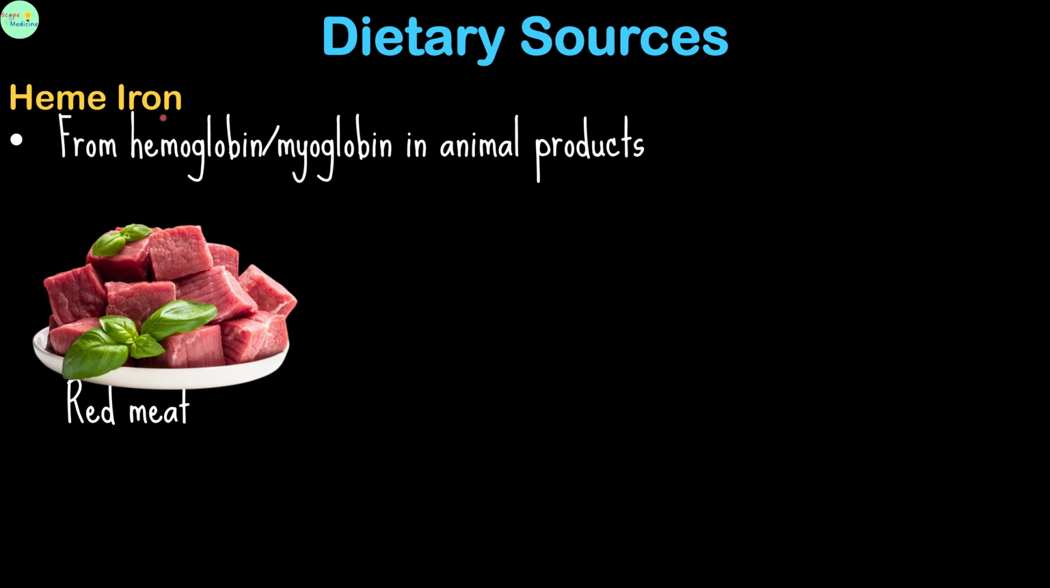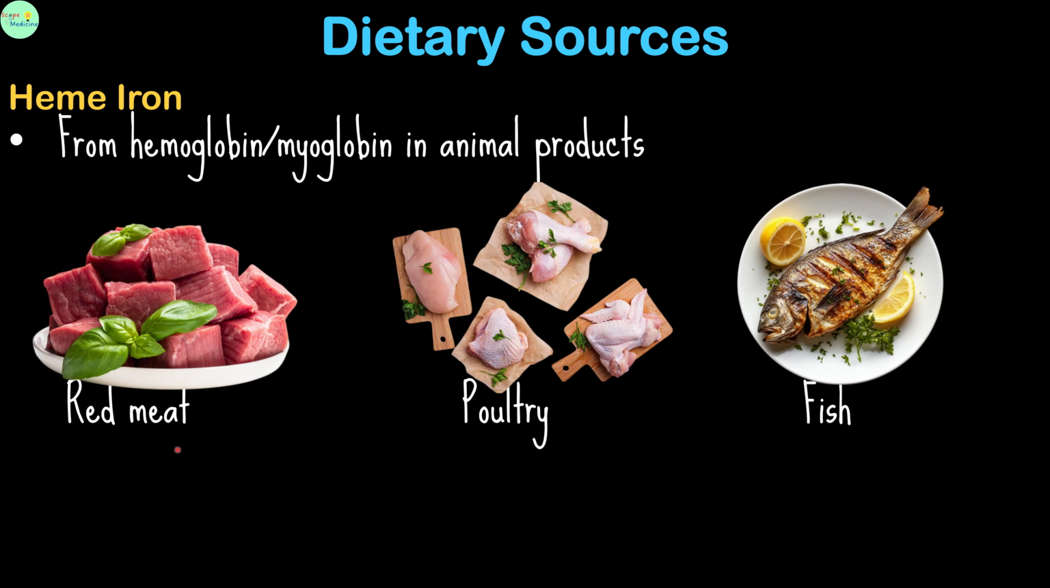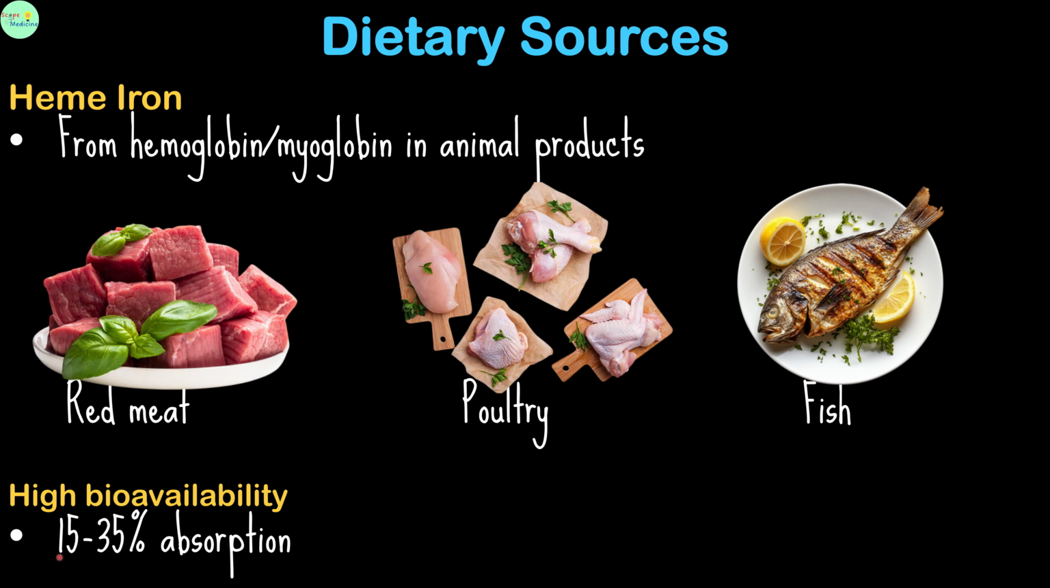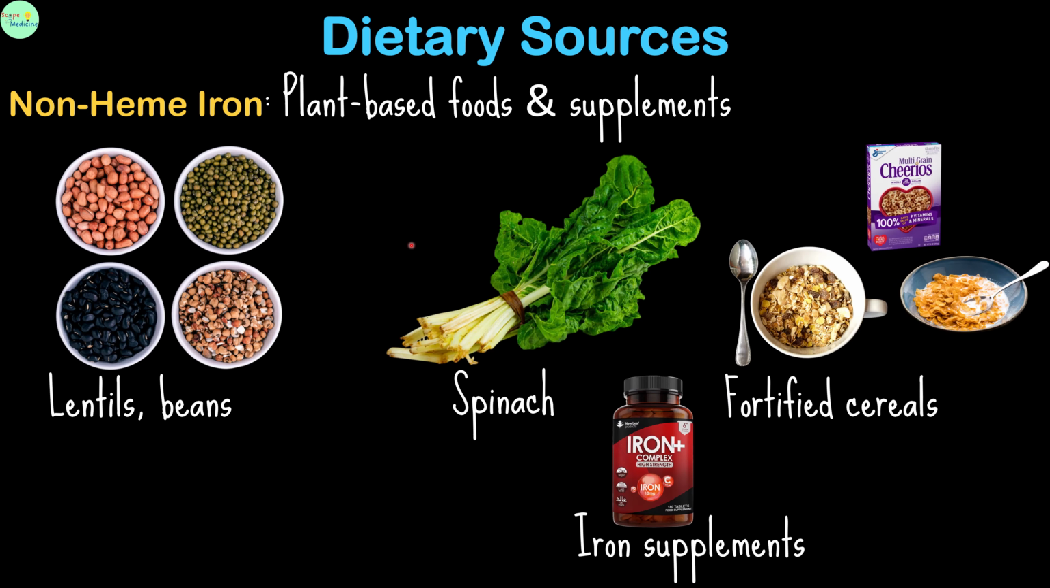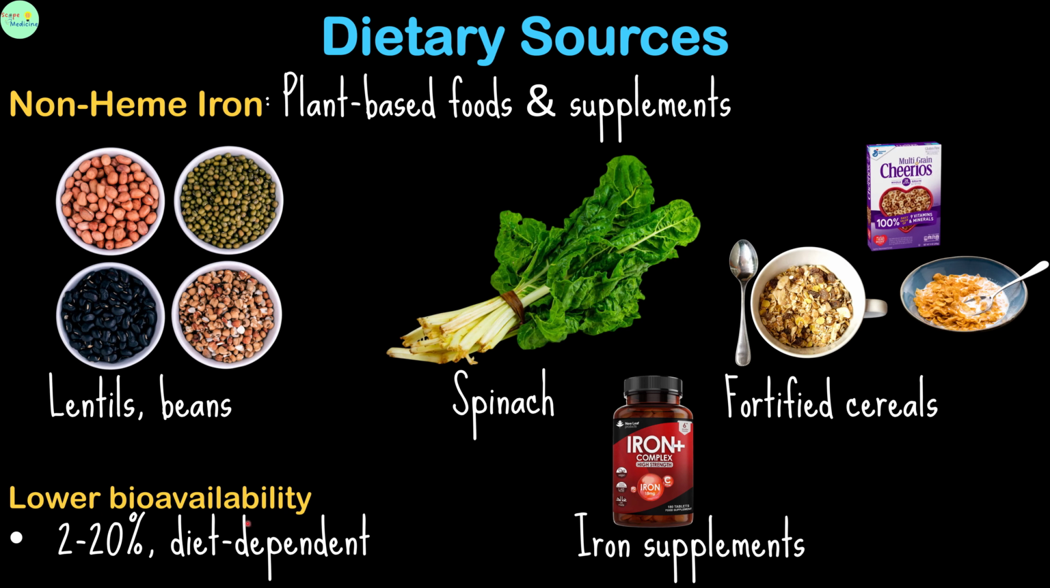Heme iron is found within hemoglobin and myoglobin from animal products such as red meat, poultry, and fish. It is highly bioavailable, with absorption rates between 15 and 35%. Non-heme iron is found in plant-based foods like lentils, beans, spinach, and fortified cereals, as well as in iron supplements. It has lower bioavailability, typically between 2 and 20% absorption, which is significantly influenced by other dietary factors.